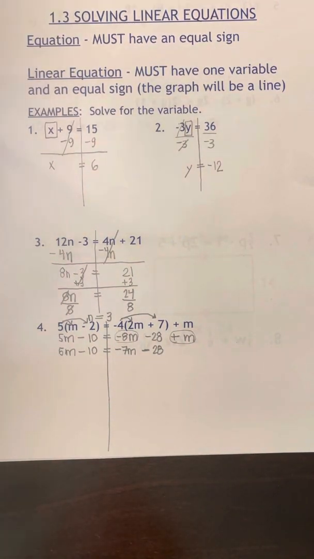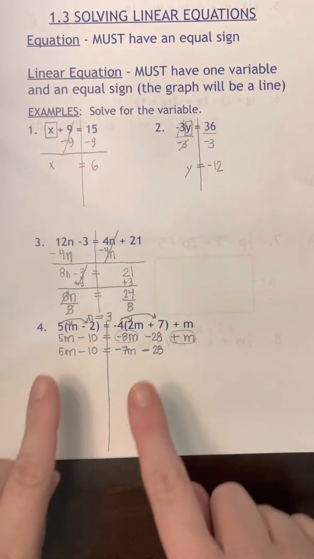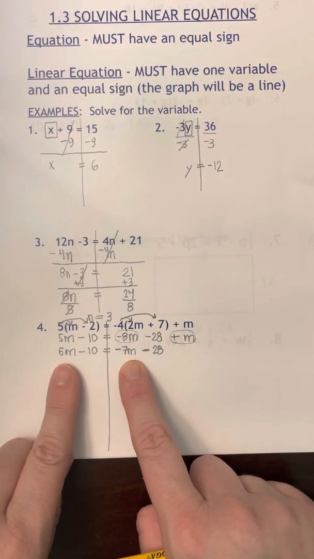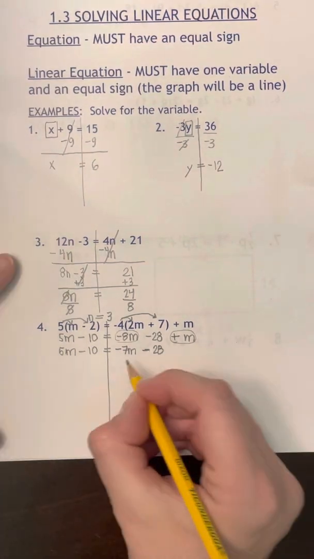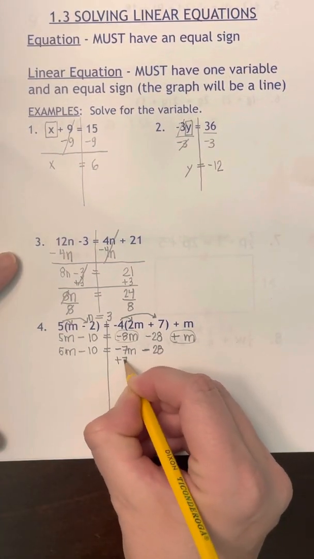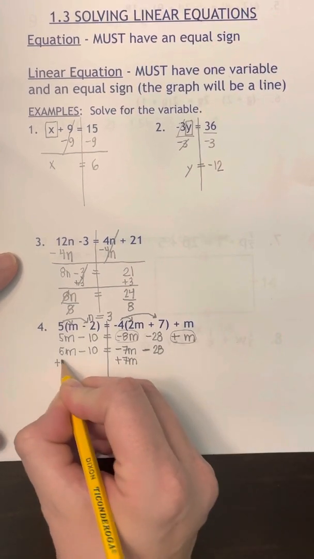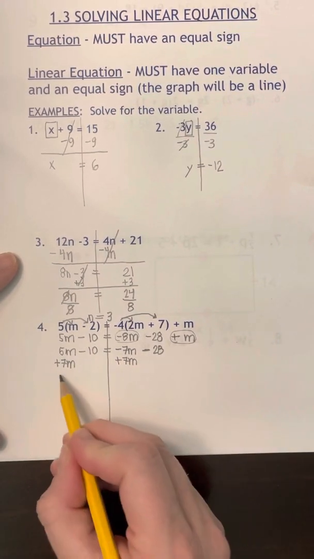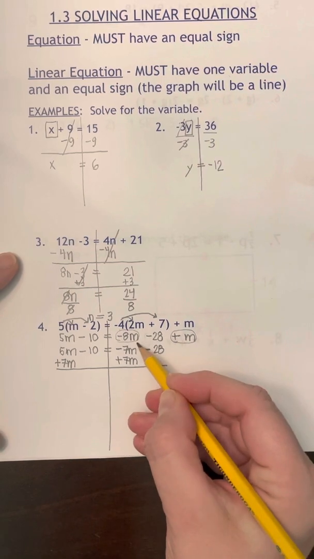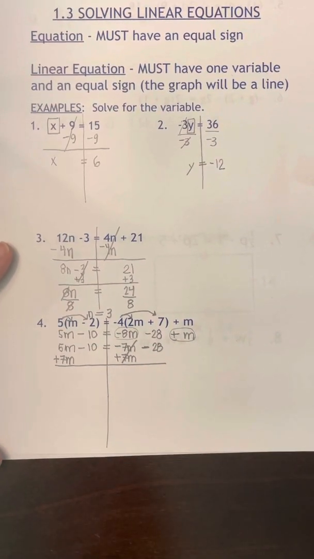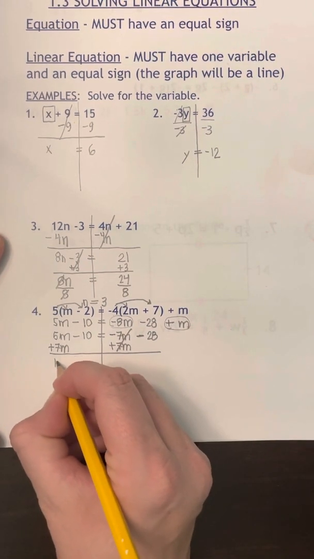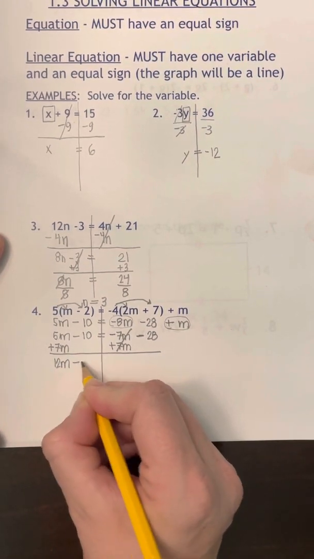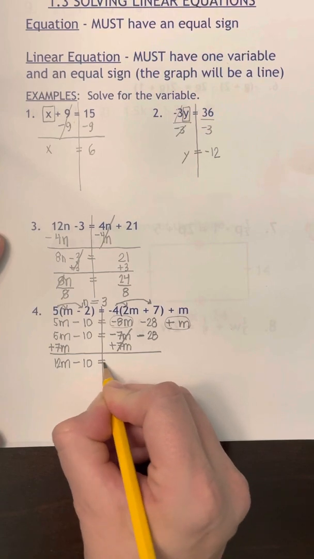All right. Now I want to get the variables on the same side. Remember, I told y'all my preference is to move the smaller one, which would be the negative 7m. So the opposite of that is a positive. So I'm going to put plus 7m on each side. It's going to cancel those out over there on the right-hand side. On the left-hand side, 5m plus 7m is 12m. Bring down the minus 10. Bring down the equal sign.